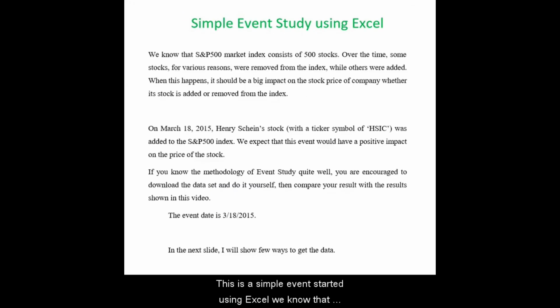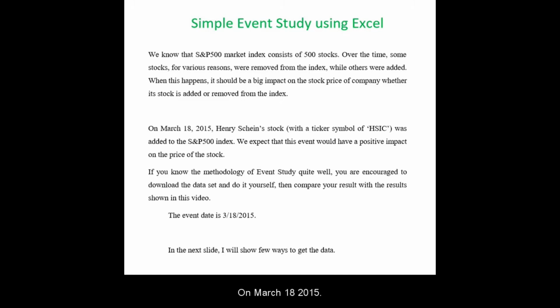This is a simple event study using Excel. We know that the market index called S&P 500 has 500 stocks. Over time, some stocks, for various reasons, were removed from the index, while others were added. There's no doubt that when this happens, it should have a big impact on the stock price of the company, whether its stock was added or removed from the index.